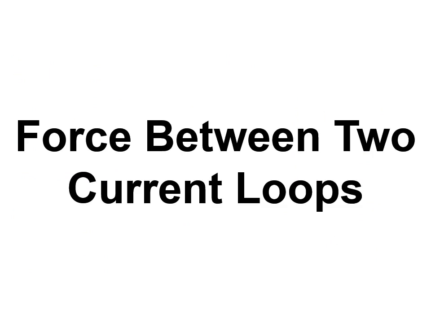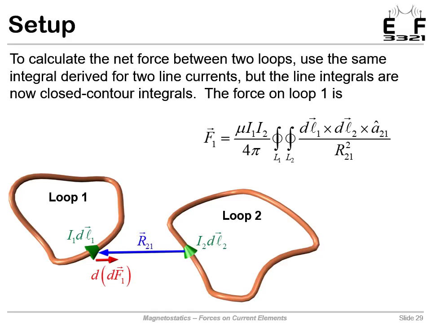On to the next subject, force between two current loops. There is really very little difference between handling loops and handling wires like we did before. In fact, the equation for calculating the force on current element 1 due to current element 2 is exactly the same. The only difference is that these integrals are closed contour line integrals, and that's because we have loops. The start of our integration is the same position as the end of our integration. So we have almost the same equation for that force that loop 2 puts on loop 1.